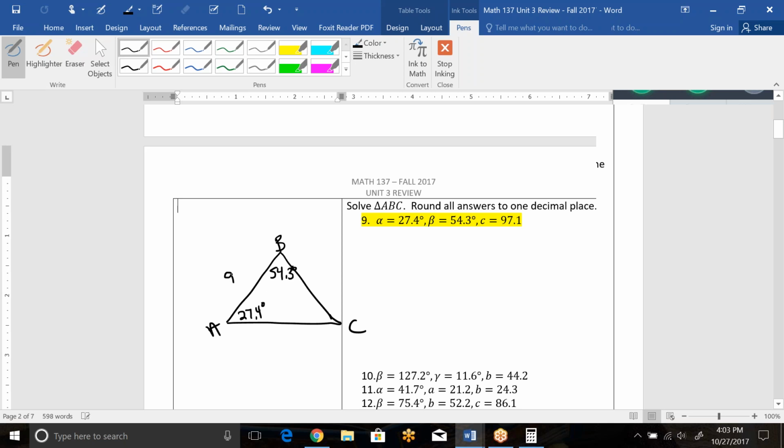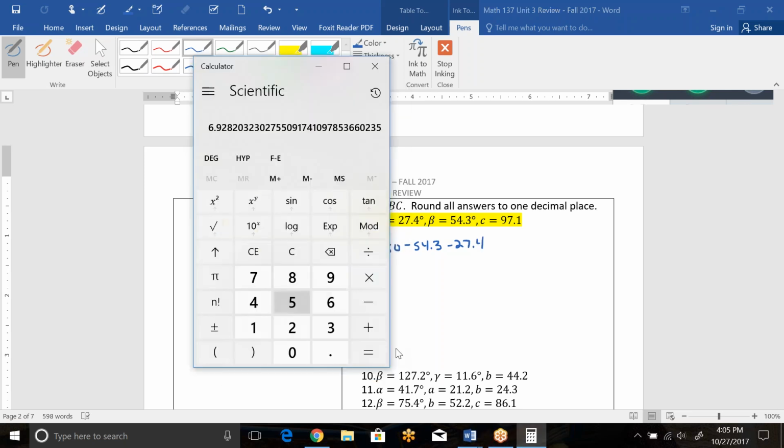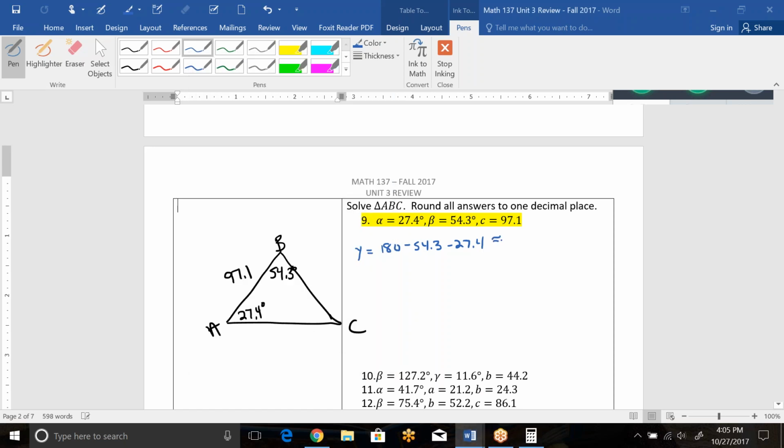Little c is 97.1. So typically when you have two angles already given to you in the triangle, the first step is to find the third angle. So gamma is going to be 180 minus the 54.3 minus the 27.4, because in a triangle all three angles have to add up to 180 degrees. So we'll subtract those off, and that leaves us with 98.3. So that's this angle right here.